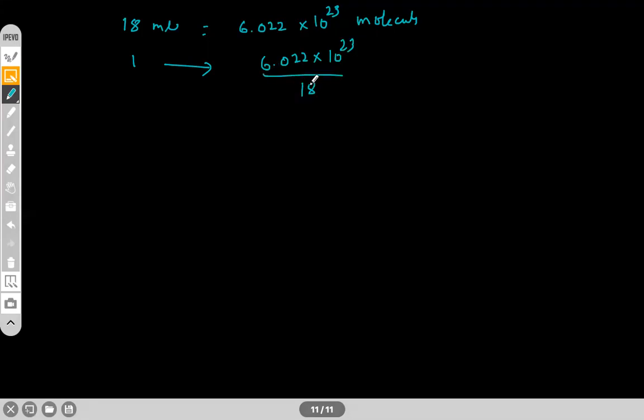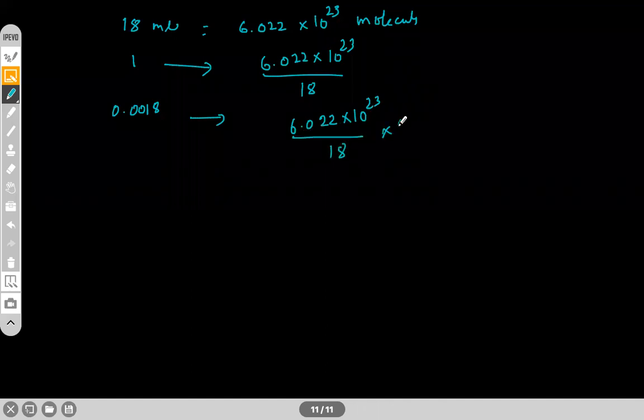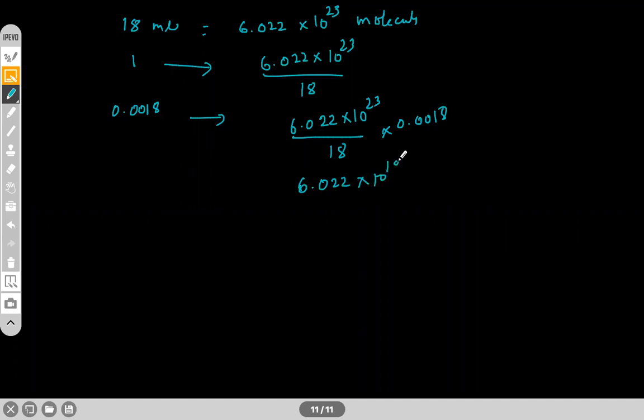And what is the volume given? Could you tell me the volume given? 0.0018, right? Is it the volume 0.0018? Okay, 0.0018. So 6.022 into 10 to the power 23 divided by 18, into 0.0018. When we solve this, 18 gets cancelled, and we get 6.022 into 10 to the power 19 water molecules present in this volume.